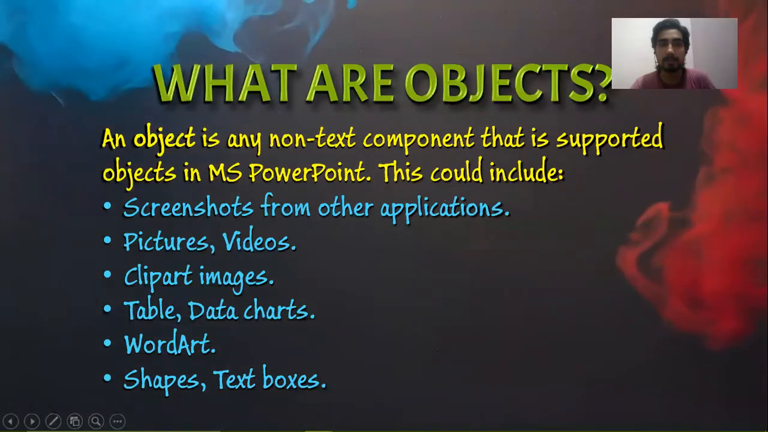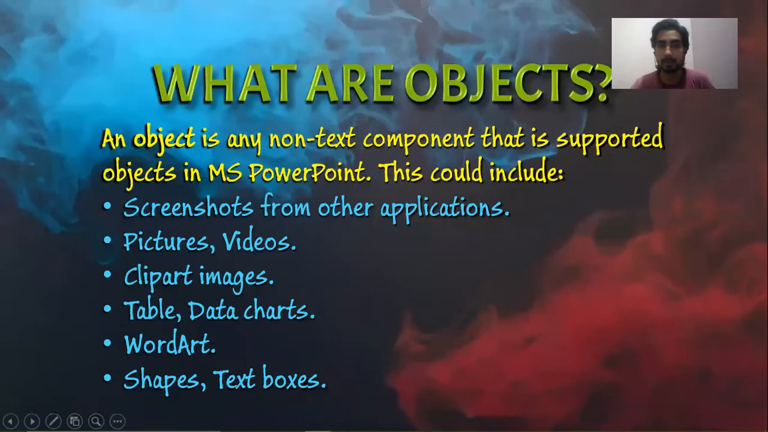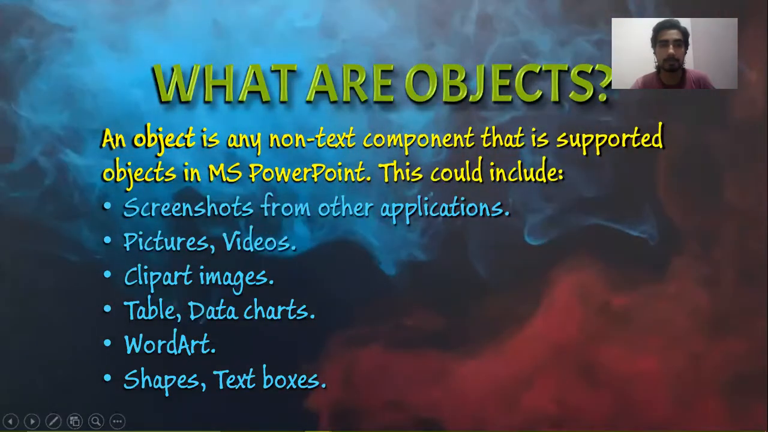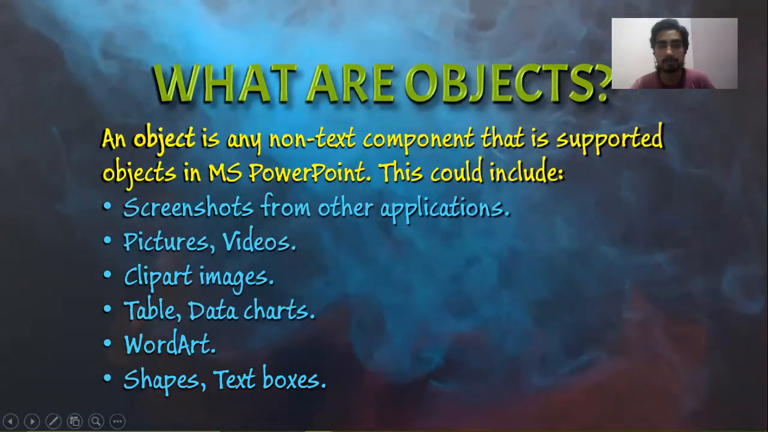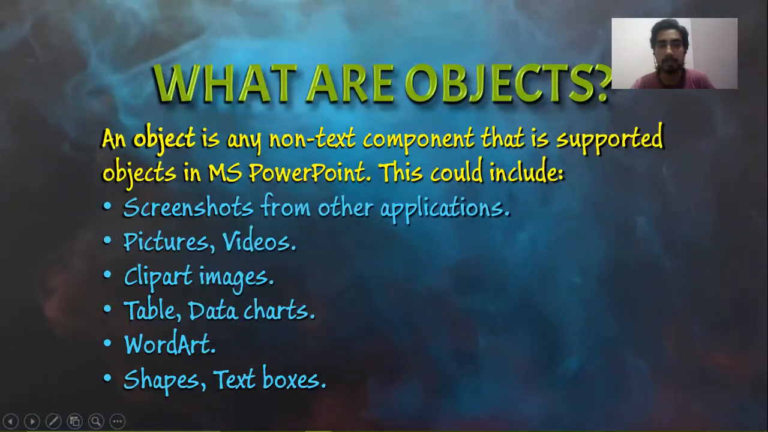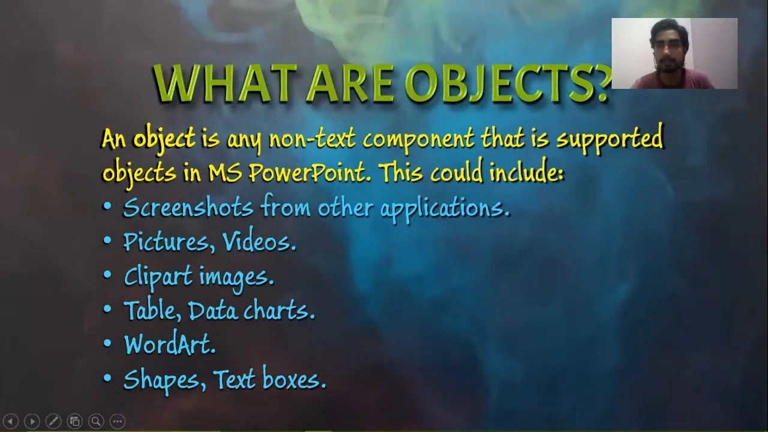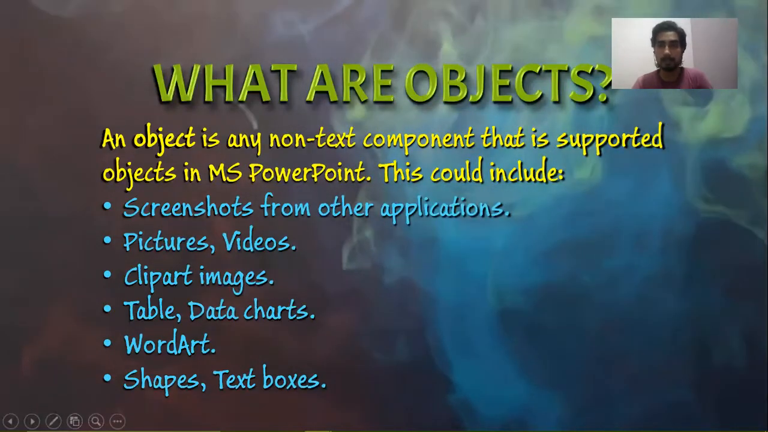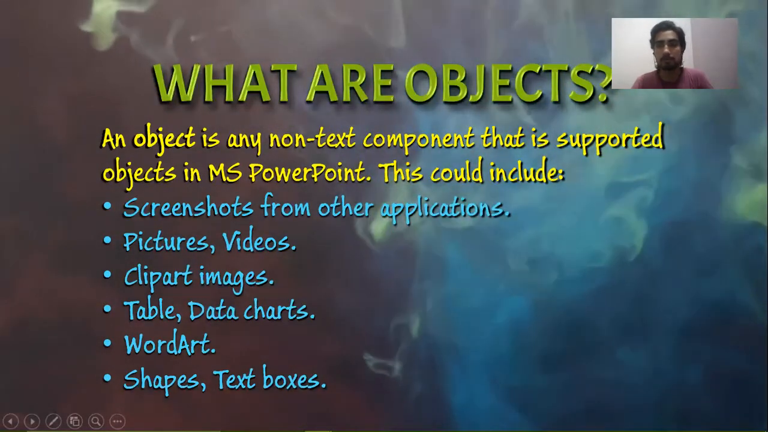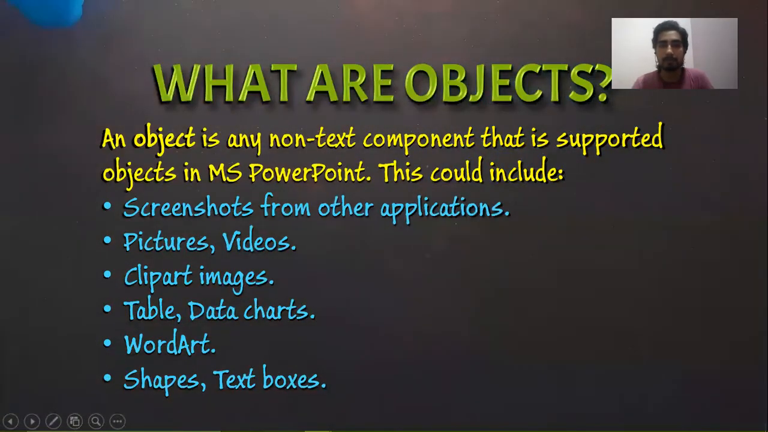An object is any non-text component that is supported object in MS PowerPoint. This includes screenshots from the application, pictures, videos, clip arts, images, tables, data charts, word art, shapes, text box. So all those things which you were able to insert in MS Word, all those objects you can also insert in PowerPoint. In PowerPoint, you get some more objects in comparison to MS Word.